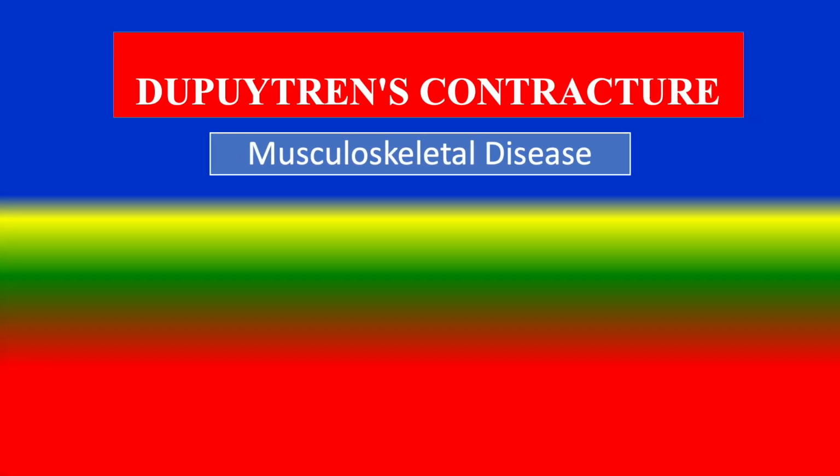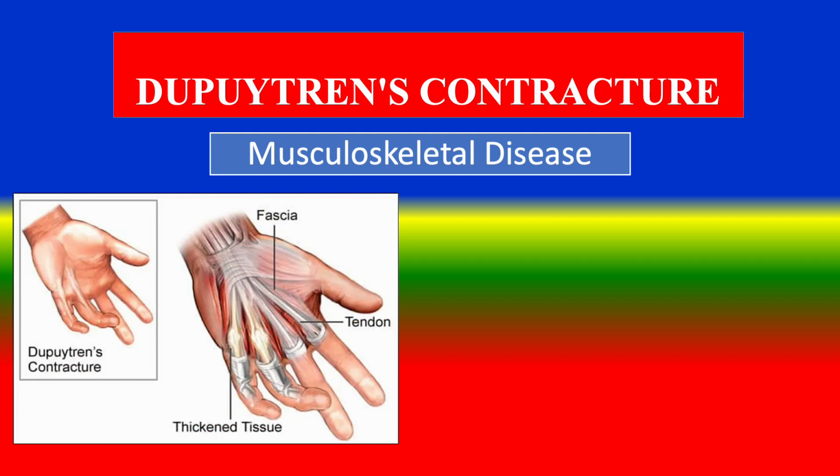Dupuytren's contracture is a musculoskeletal or orthopedic disease condition. Look at this picture, which shows Dupuytren's contracture: hand, fascia, tendon, thickened tissue. Look at this.